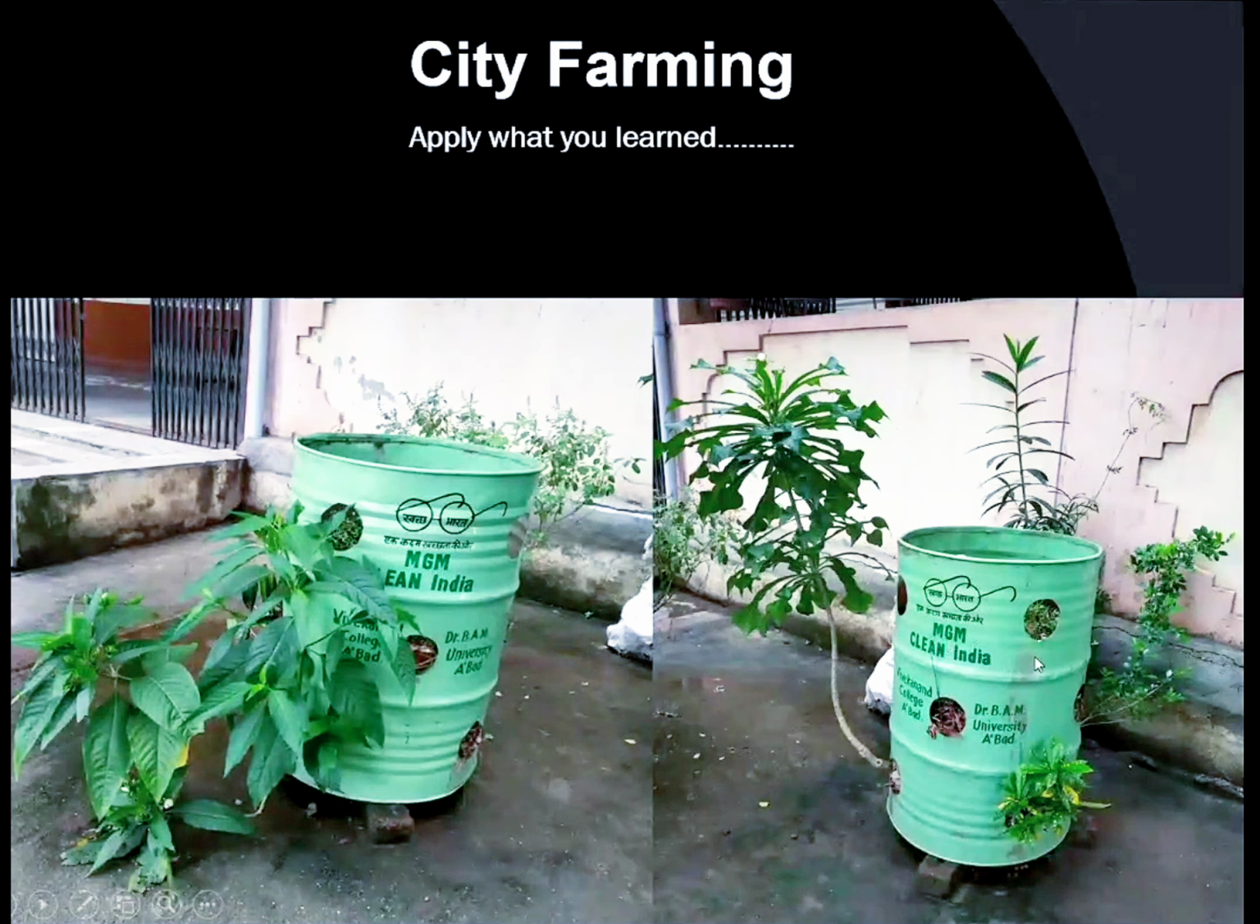Simple plantlets. We have to put them through these holes, and then we have to simply add the leaf litter in these drums.